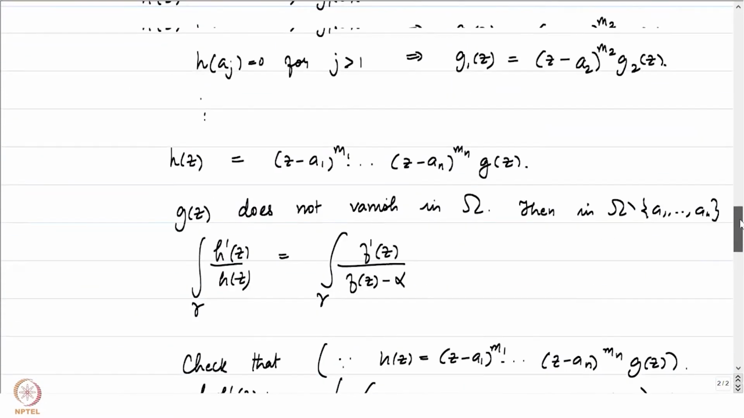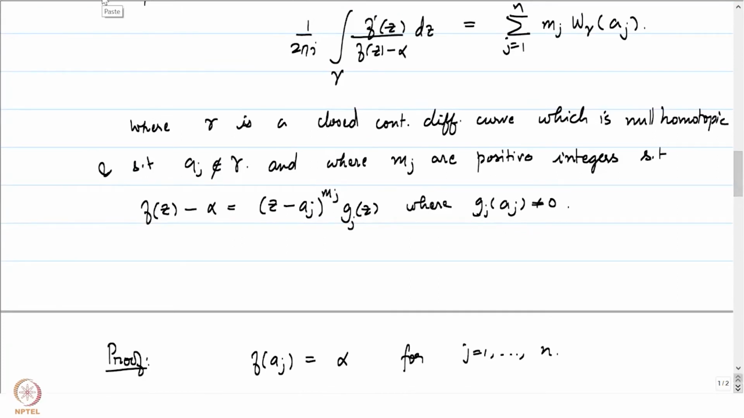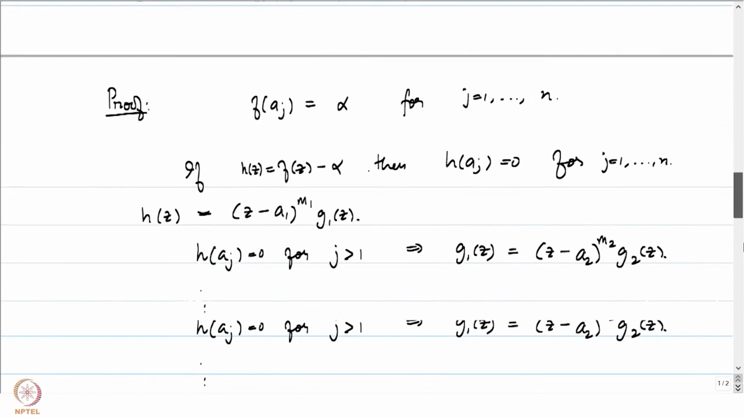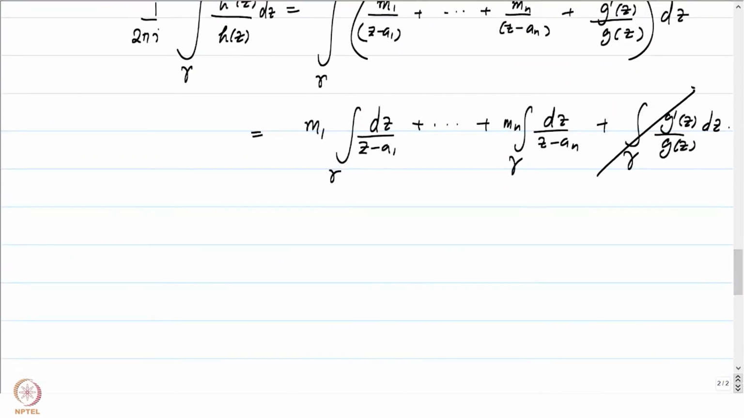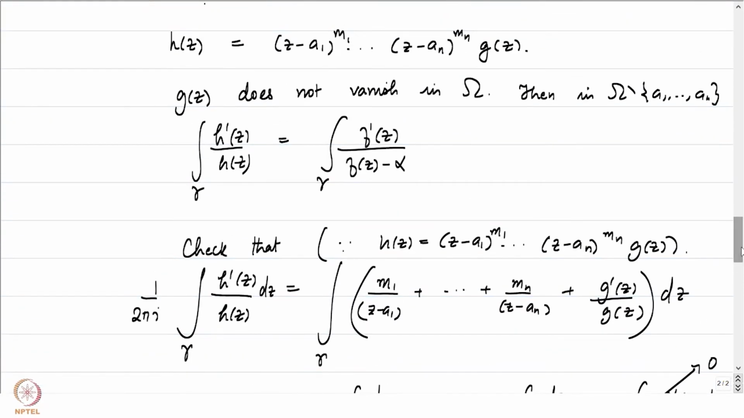And if I go up and look at our curve gamma, we have assumed that our curve gamma is null homotopic. So in particular, by Cauchy's theorem, this is going to be equal to 0 because it's a holomorphic function. And everything else is exactly what we want. This is going to be m1 times w gamma of a1 plus all the way up to mn times w gamma of an. And that's precisely what we had set out to do.